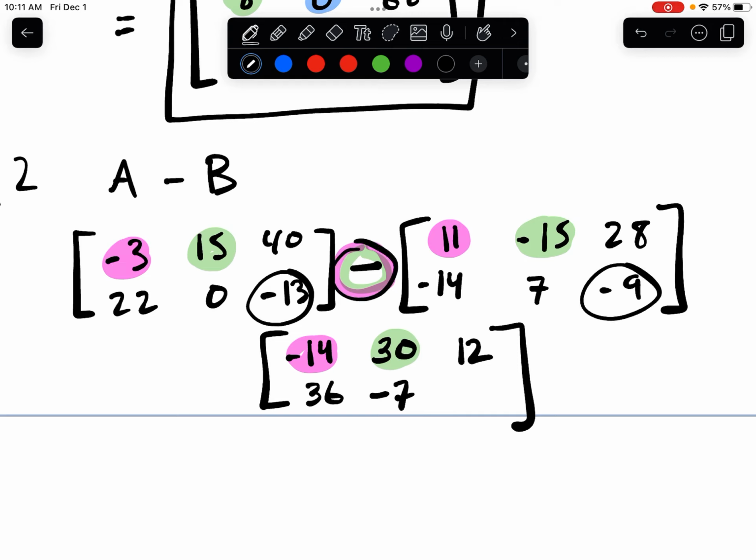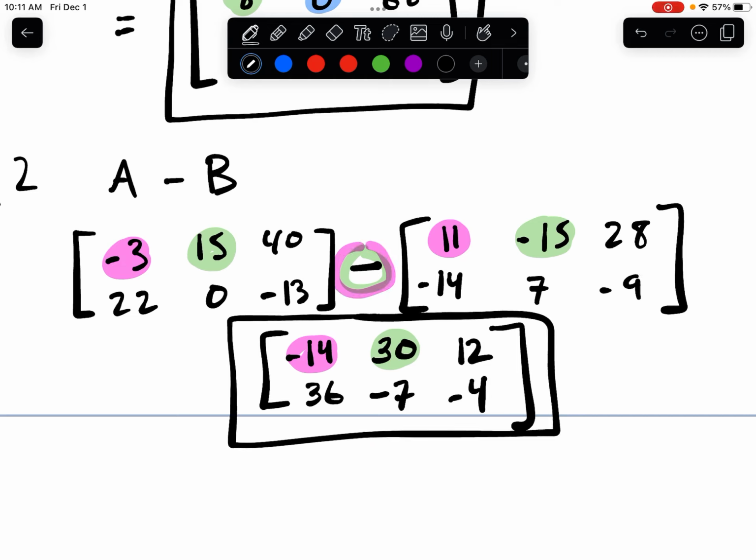-13 minus -9, well, minus a -9 is like a +9. -13 plus 9 is -4, so this would be your answer here.